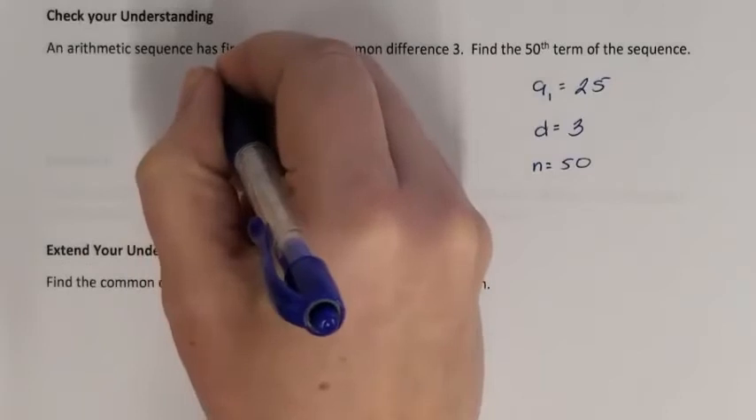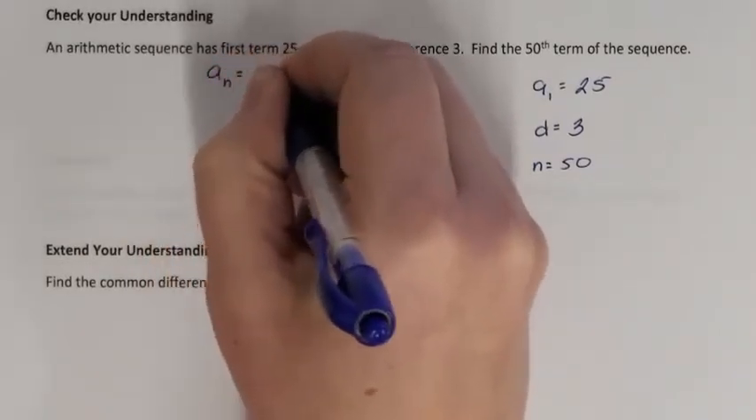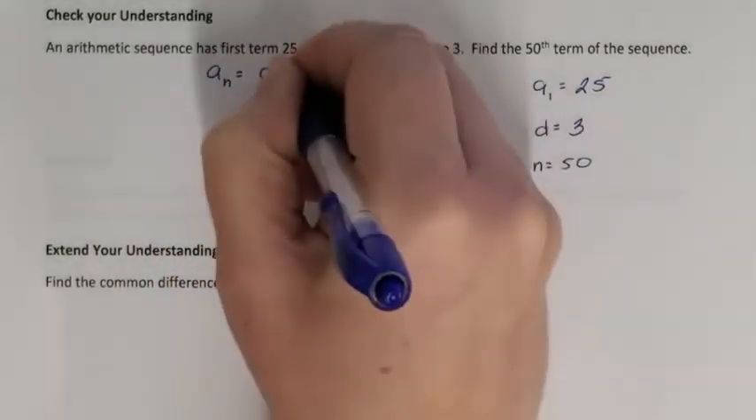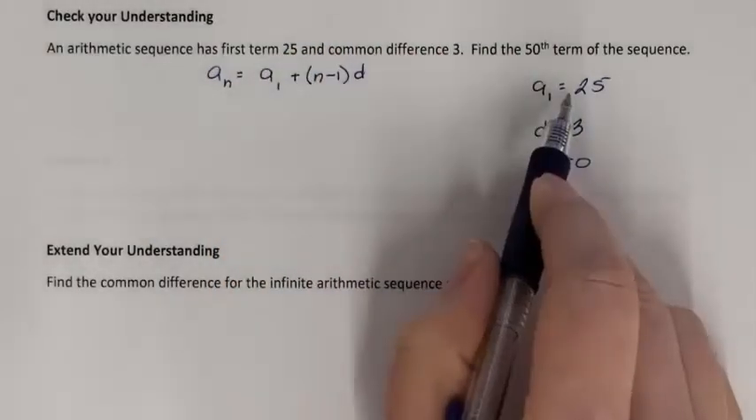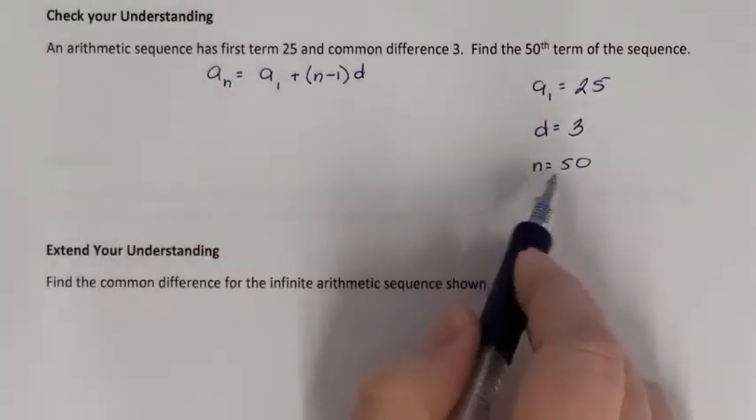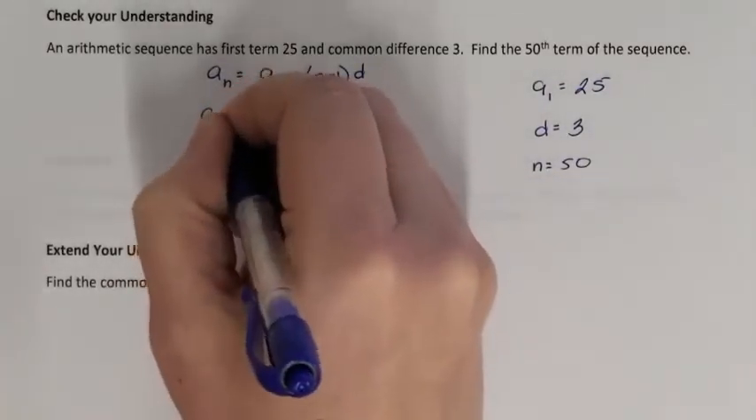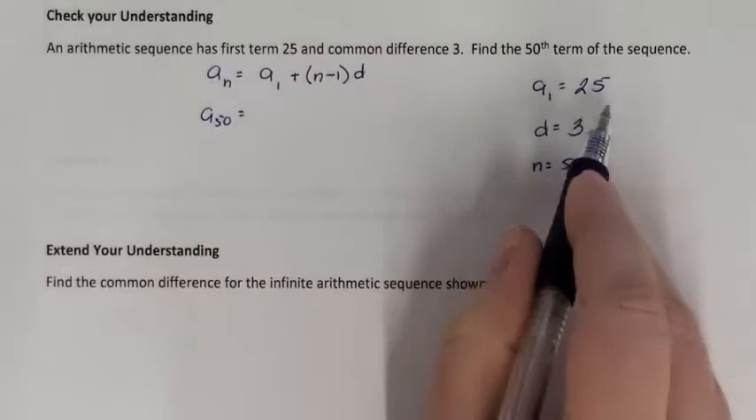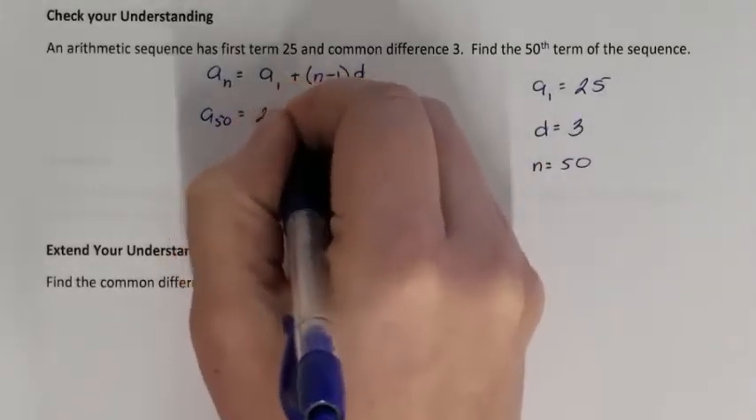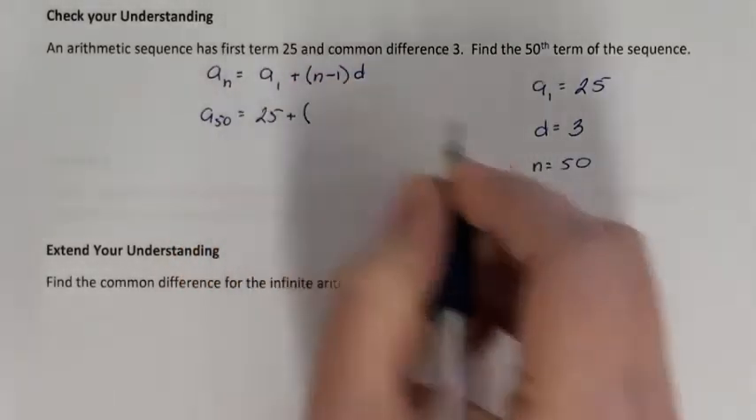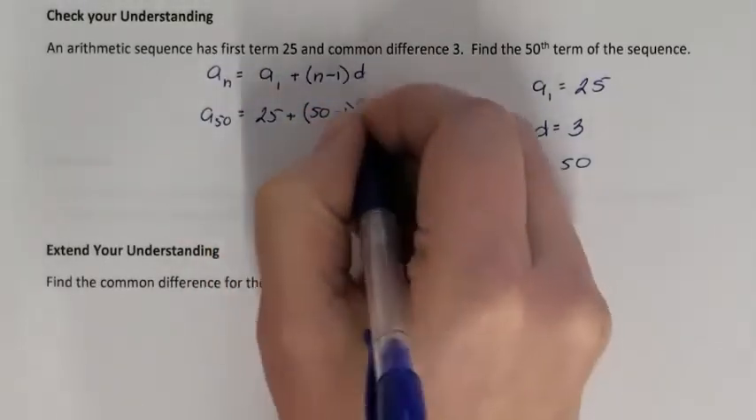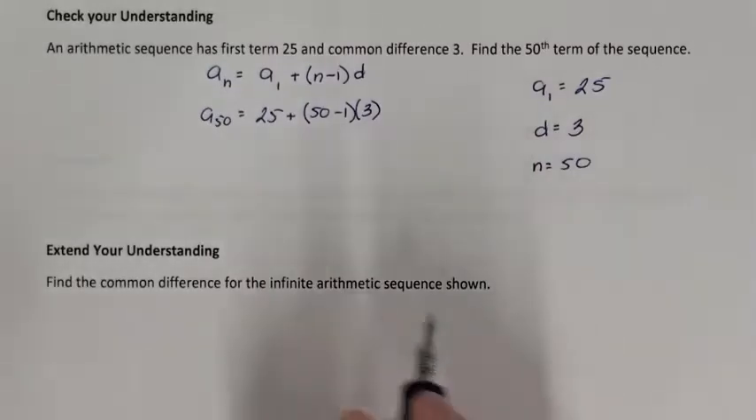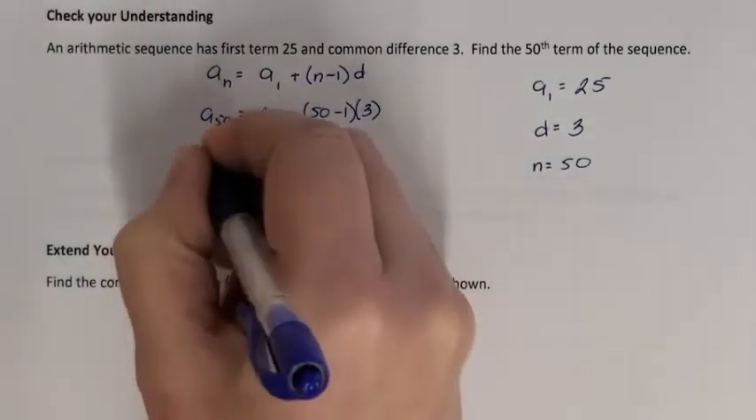The equation for arithmetic sequence is a sub n equals a sub 1 plus n minus 1 times d. So plugging in our variables, a sub n says to land on the 50th number, so it's a sub 50. A sub 1 is the first, that is a 25 plus, my n is a 50, so 50 minus 1 times my d of a 3. So we need to solve this. So inside your parentheses are supposed to be first.